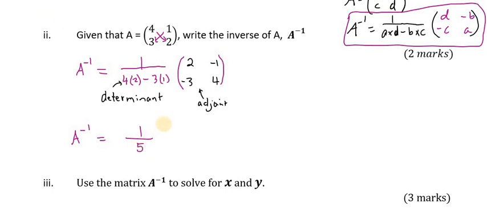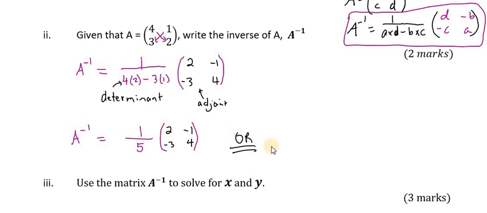Next, we're going to write the adjoint matrix. So this is 1 over the determinant. So the determinant of A is really 5. Determinant of this matrix is 5. So we put 1 over the determinant times the adjoint: 2, -1, -3, and 4. So we can leave our answer as this. Or, since it wasn't specified, we can actually distribute as well.